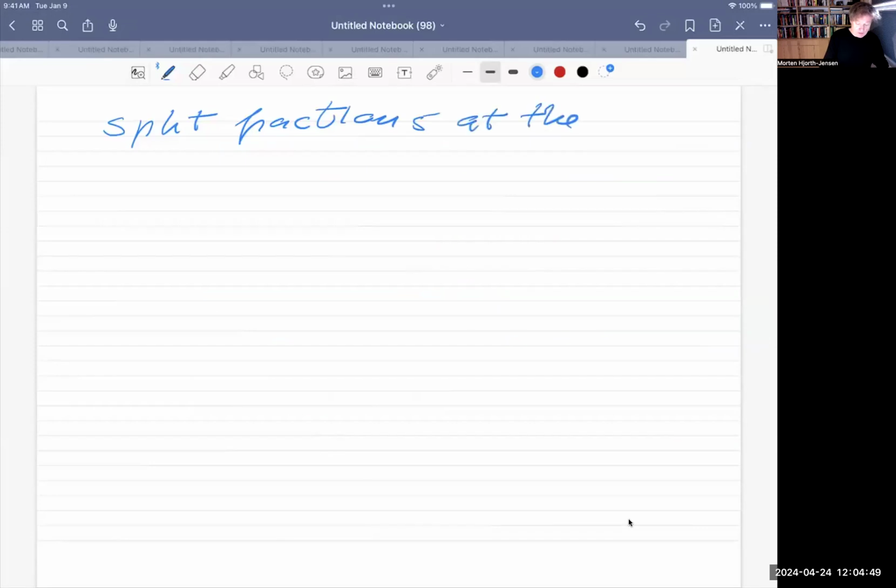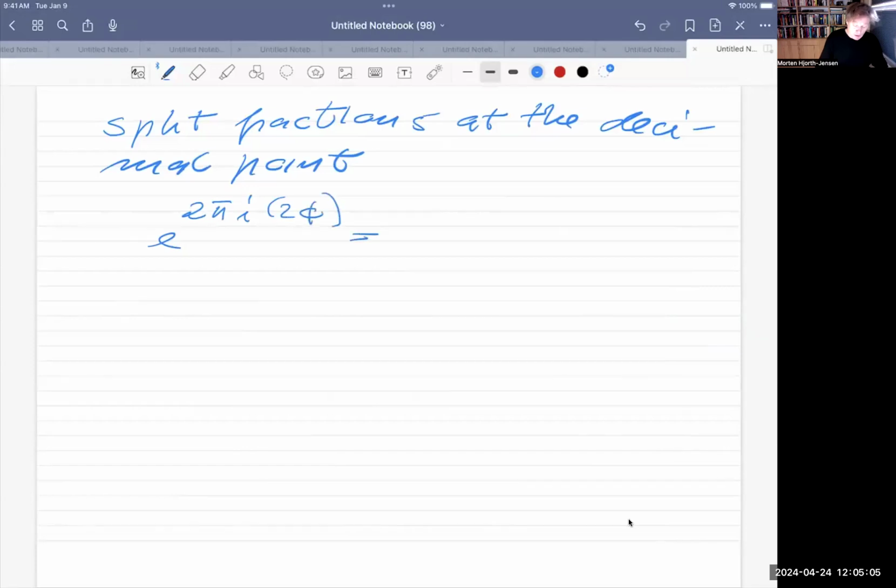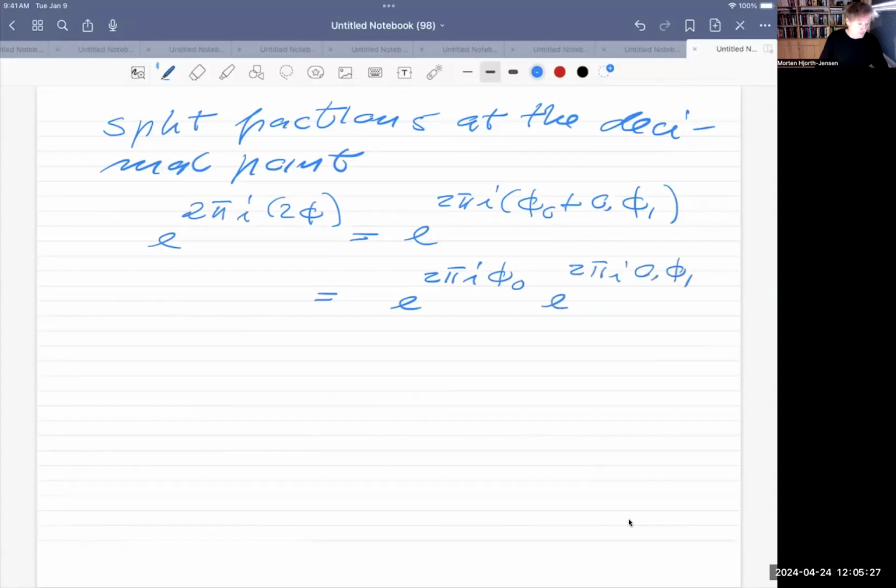At the decimal point. And if we do that, you see that we can rewrite e^(2πi·2φ), which becomes equal to e^(2πi(φ0 + 0.φ1)), which is again equal to e^(2πi·φ0) multiplied with e^(2πi·0.φ1).